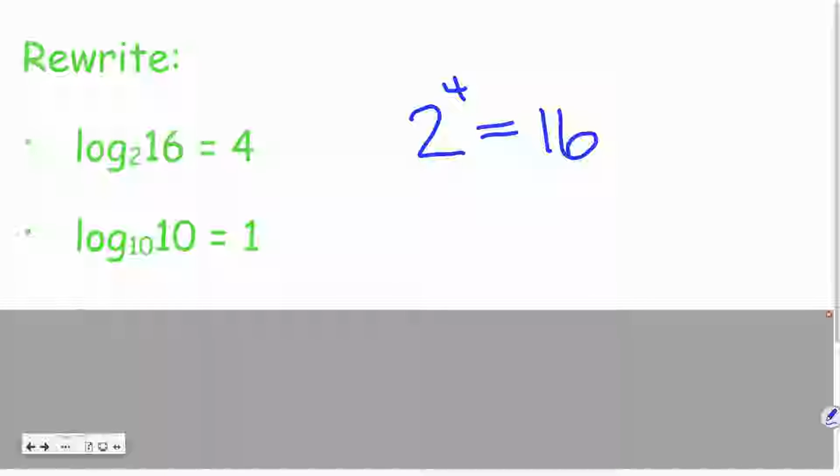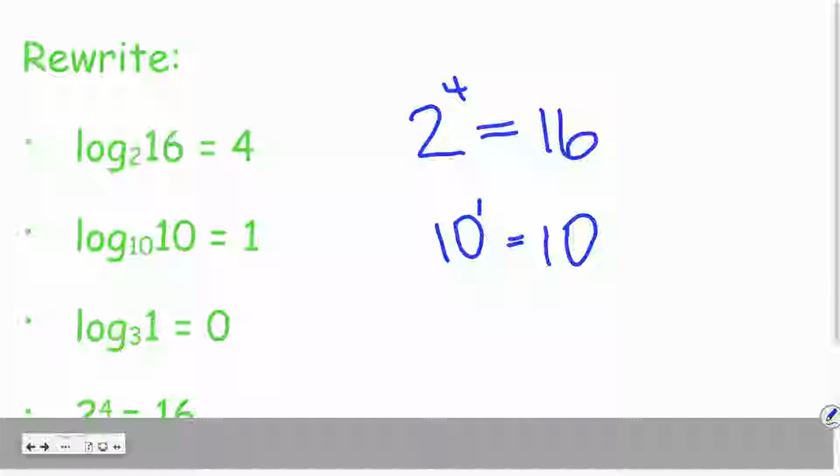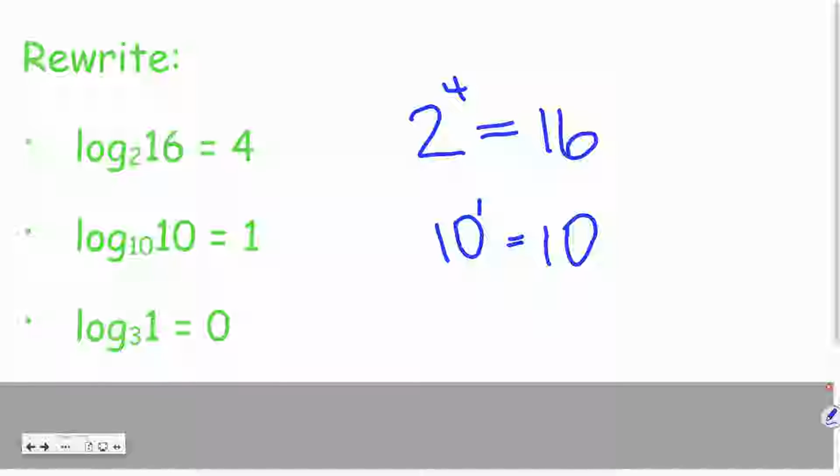Log base 10 of 10 equals 1. This is something that I want you to be able to recognize very quickly, and we're going to talk about it on the next slide. But log base 10 of 10 equals 1. Why? Because base 10 raised to the first power equals 10. True statement. Log base 3 of 1 equals 0. This is something else we're going to talk about in general in a moment. Base 3 raised to the 0 equals 1. 3 to the 0 is 1.